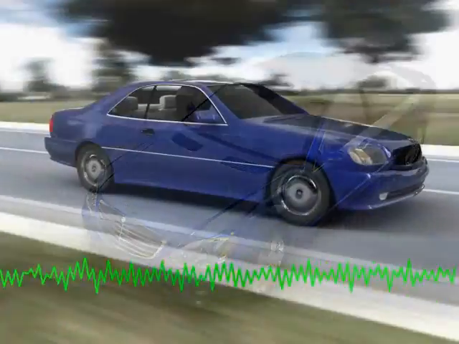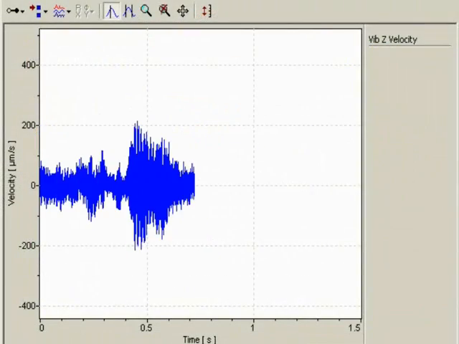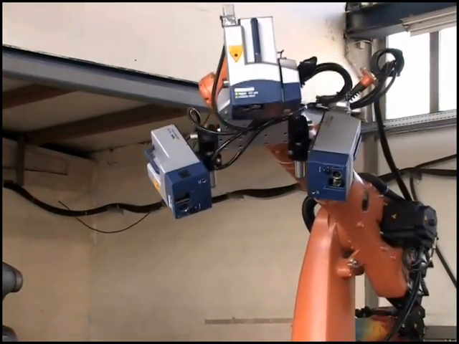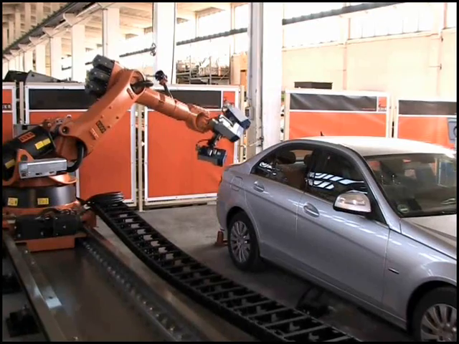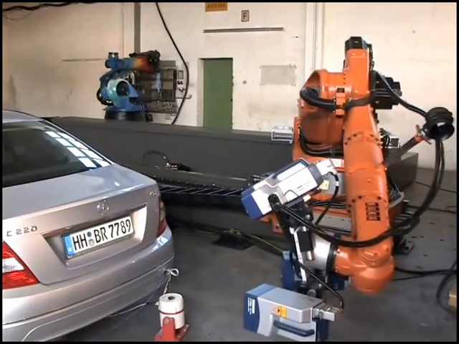Simulation and test are essential to product development in the automotive and aerospace industry. With Polytec's RoboVib structural test station, engineers have an innovative, fully automated vibration measurement solution. It provides dramatically increased productivity, including seamless integration of test data into the CAE workflow.